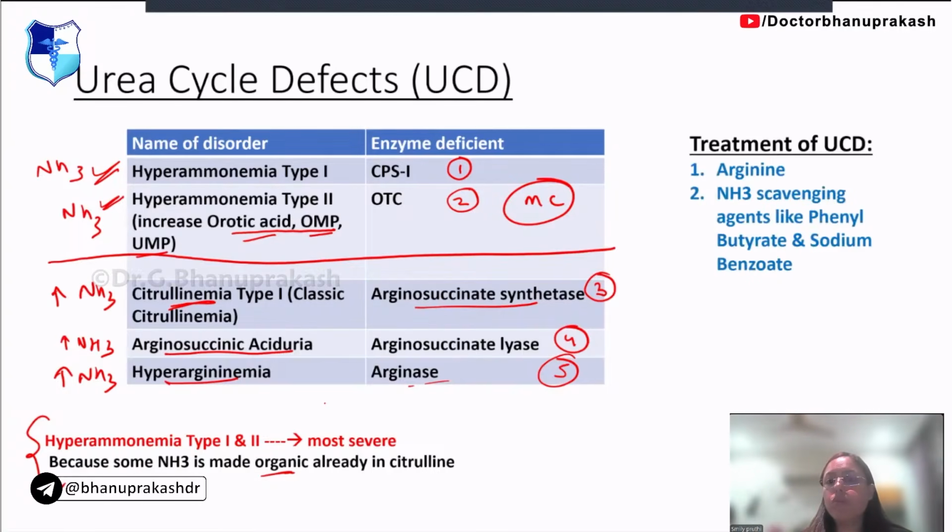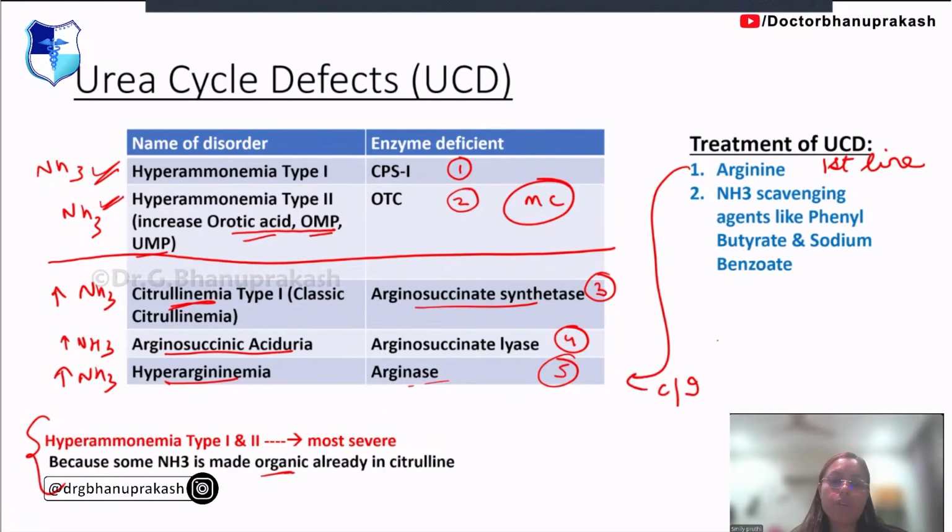Treatment of urea cycle disorder. First line treatment is arginine. But arginine is contraindicated in this last one, arginase defect. Then ammonia scavenging agents like phenylbutyrate and sodium benzoate are used.